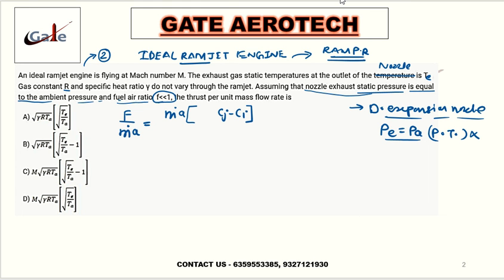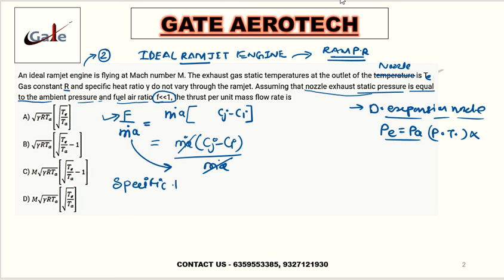Yes, this equation will be m dot A times (Cj minus Ci) divided by again m dot A, they have said per unit mass flow rate, so this is gone. Now can you tell me what this quantity is? This quantity is nothing but specific thrust, right?